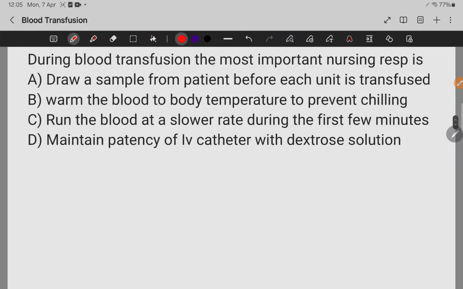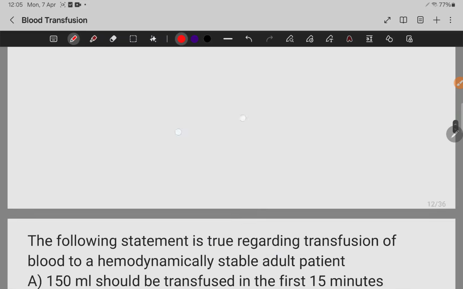During blood transfusion, the most important nursing responsibility is what? Okay, draw a blood sample. No, this is not most important. Warm the blood to body temperature to prevent chilling. No, you don't have to warm the blood. Run the blood at a slower rate. Yes. Maintain patency of IV catheter with dextrose. Never. Never use dextrose solution. Okay, always use NS solution to maintain the patency. So option C is right.